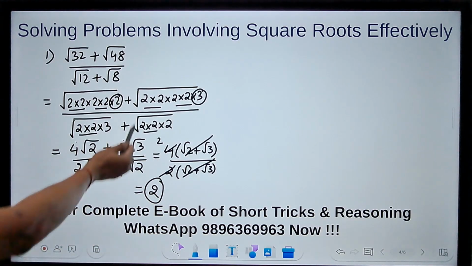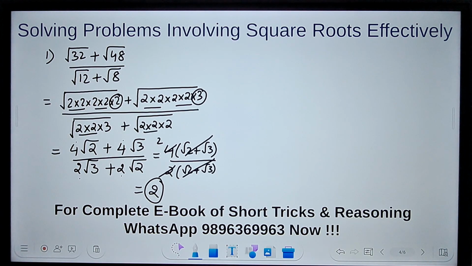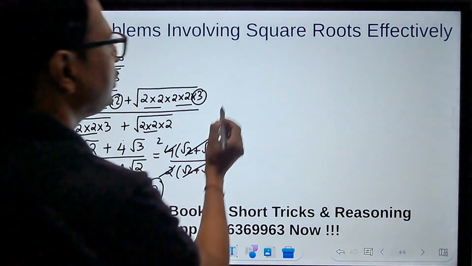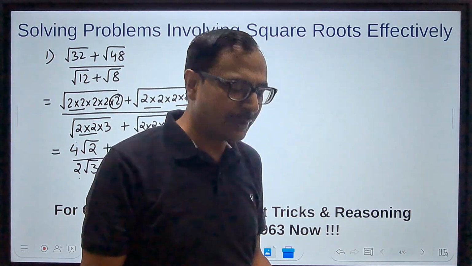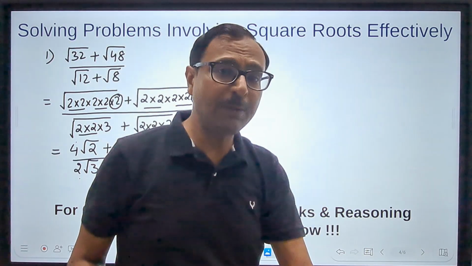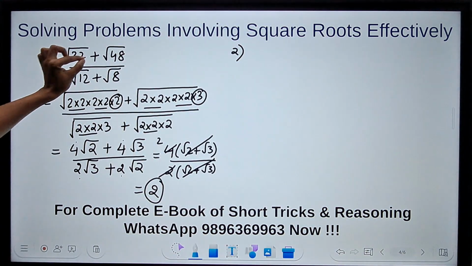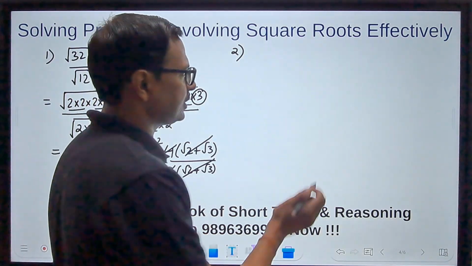Now you can see by the look of the question, it doesn't look like it will get reduced to 2, but it does. Likewise, the difficulty level can rise in the questions. Okay, so you can have some expression in the numerator and some in the denominator, and still you will be able to simplify using prime factorization of the number inside the square root. So let's take another question.